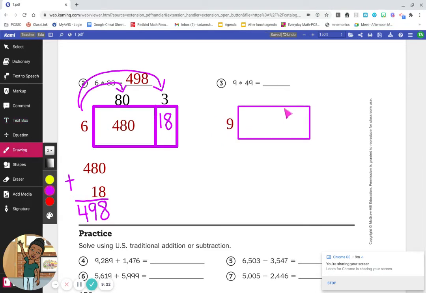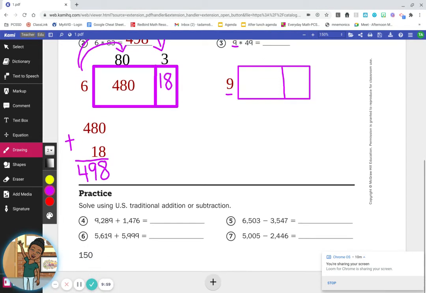I'm going to partition my rectangle first. Okay. My smallest number went to the side. There it is. My smallest number I have on the side here. And what is 49 in expanded form? Go ahead, type it on your sheet. Continue to solve this equation 9 times 49. Make sure you show your work. Show me what you have in each square, and then add them together to get your product or answer for 9 times 49.